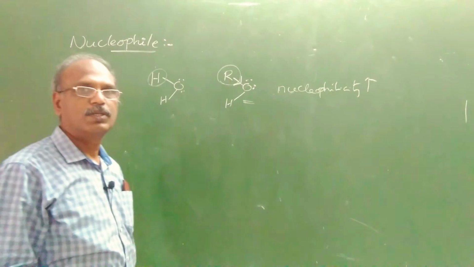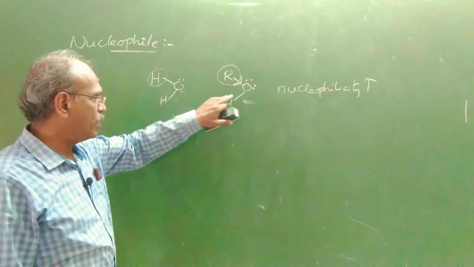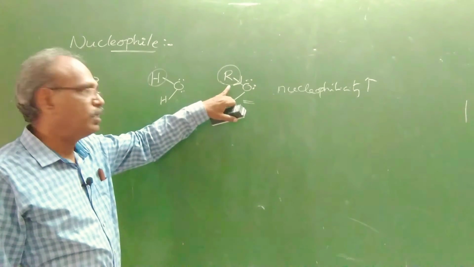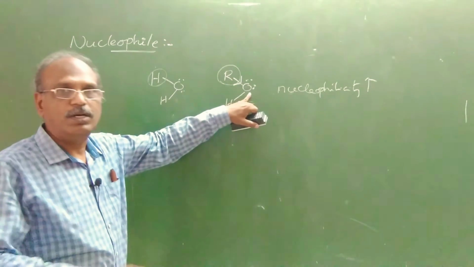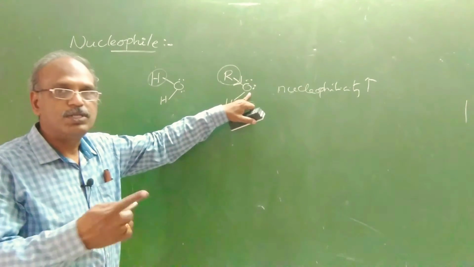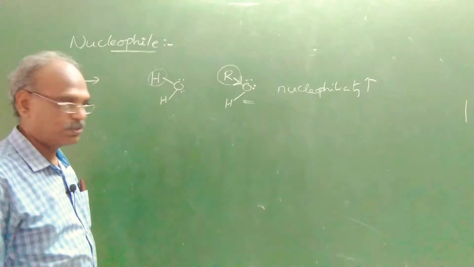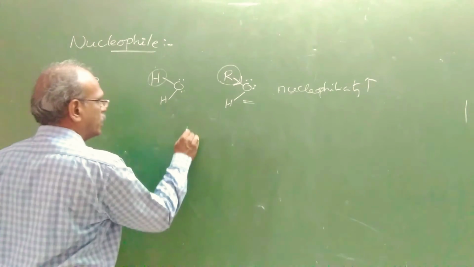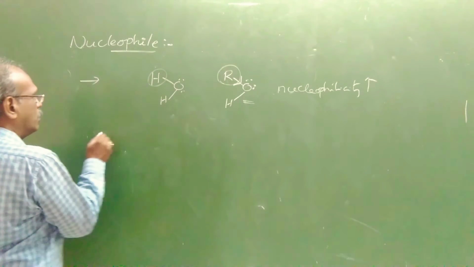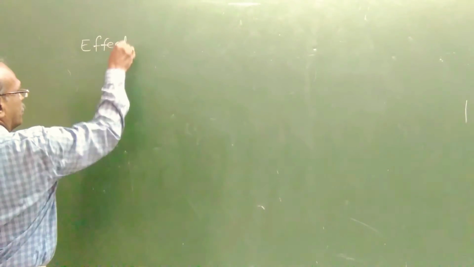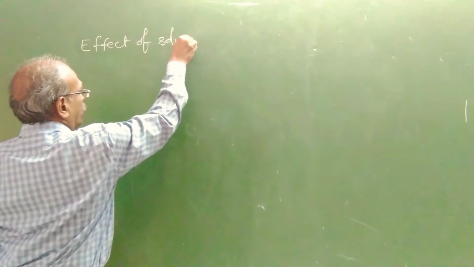That's all. So if electron donating groups are bonded to the atom, the nucleophilic center, then the nucleophilicity of that species increases. Right? That is the general trend. Okay. Similarly, let's take the effect of solvent on nucleophilicity. So this is the most important thing to be seen. Effect of solvent.